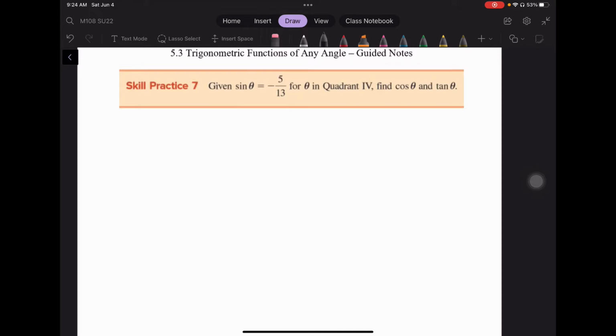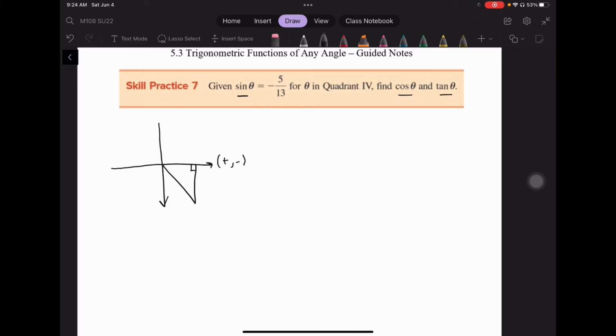We're going to complete skill practice 7 using only identities. So given that sine of theta is negative 5/13 and theta is in quadrant 4, let's think about quadrant 4 really quickly. In quadrant 4, our x's are positive and our y's are negative. Now I want to find cosine and tangent.